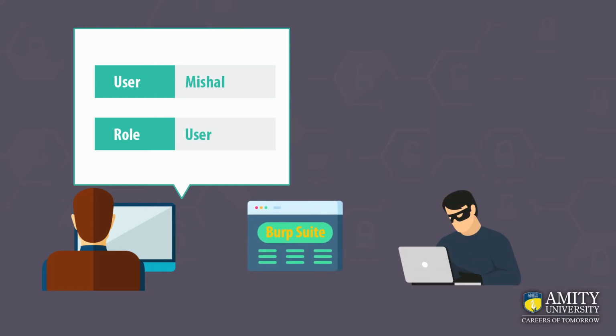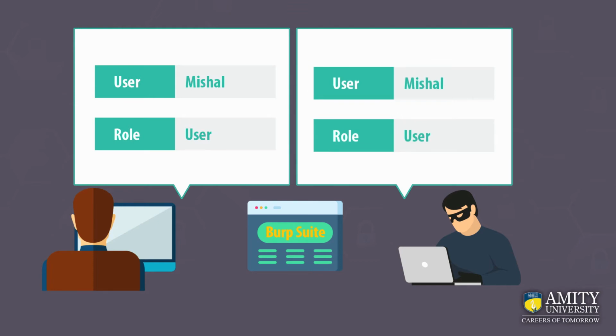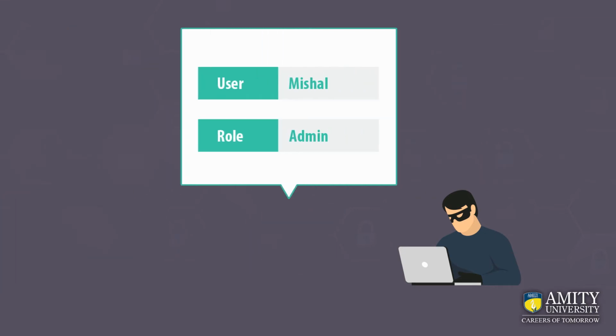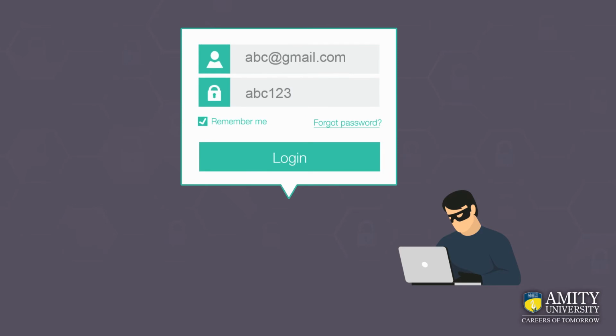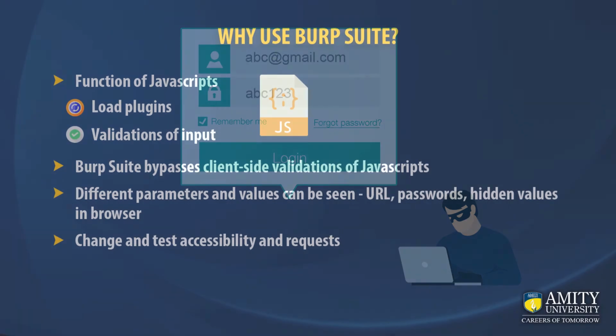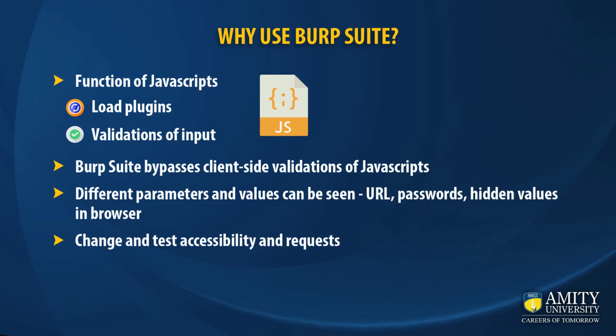If you intercept that with Burp Suite and replace role equal to user with role equal to admin and then forward the request, you might be lucky and you could get a permission for the logged in user, that is Mishal, instead of the normal user, as it could get the permissions of that of admin. Okay, that might happen. So you can play with your request.